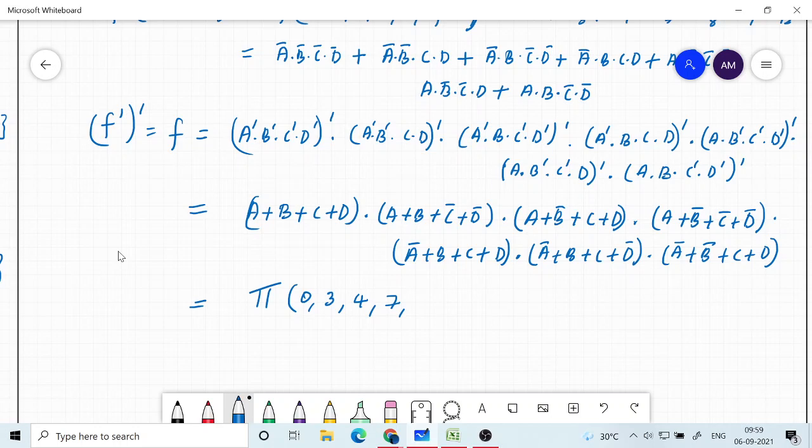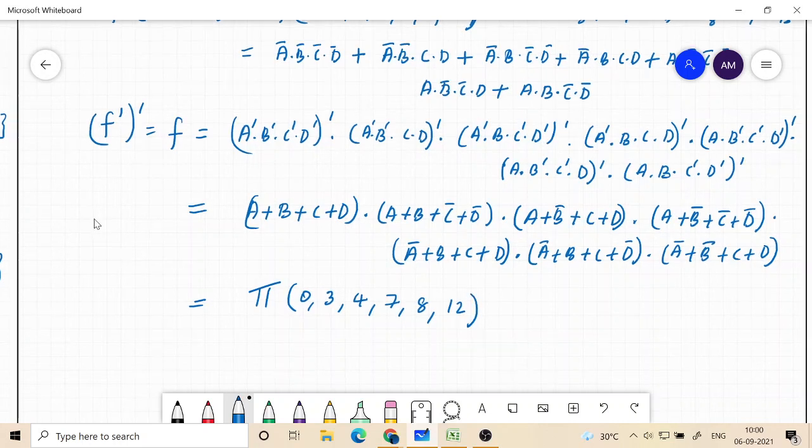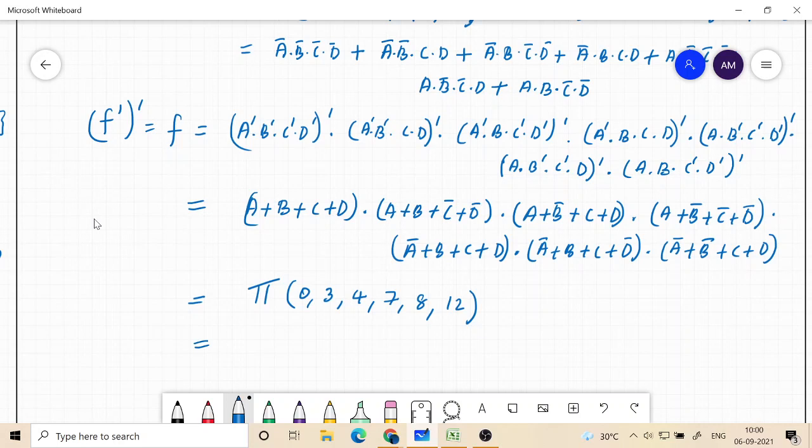Next one is 8. Next one is 9, and this one is 12. Okay, so which is basically M0, M3, M4, M7, M8, M12.